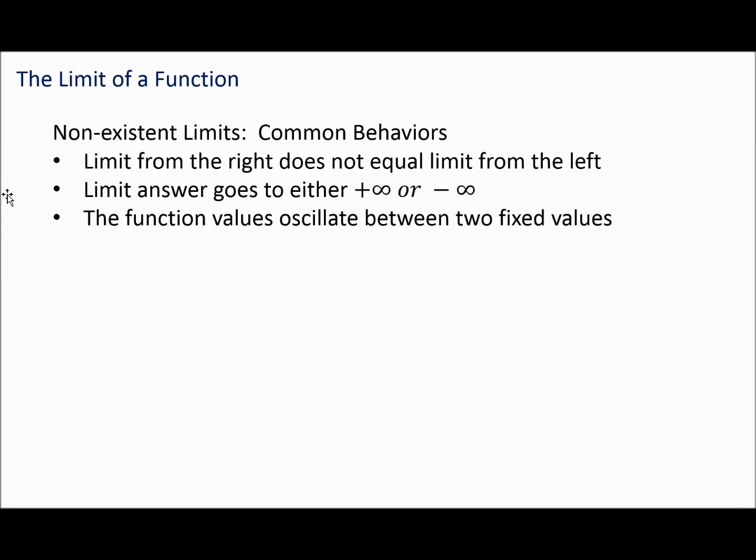And a third way that a limit cannot exist is the function oscillates between two fixed values. Notice it says fixed values. In our particular problem, it went from -1 to +1, -1 to +1, -1 to +1, over and over again.